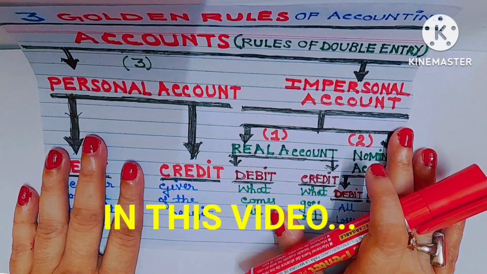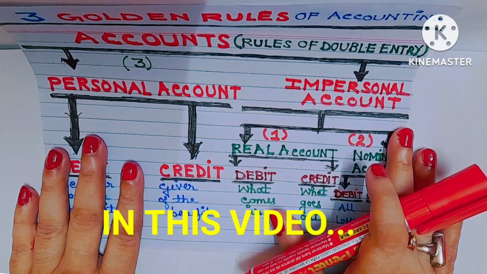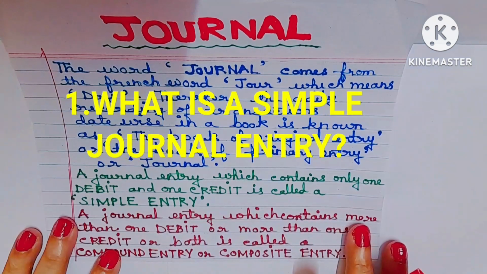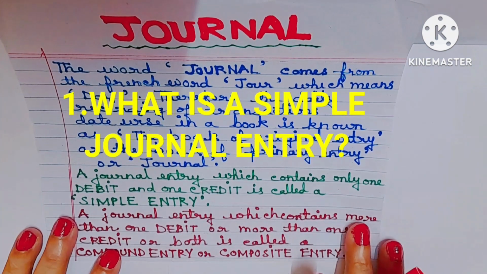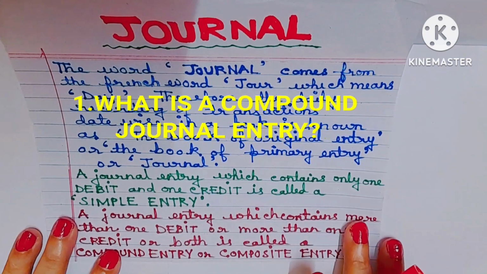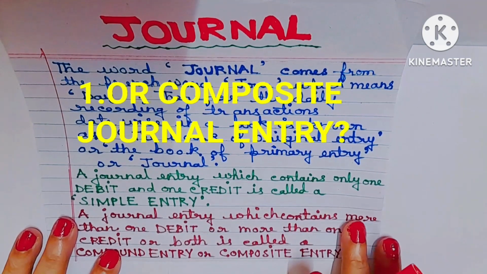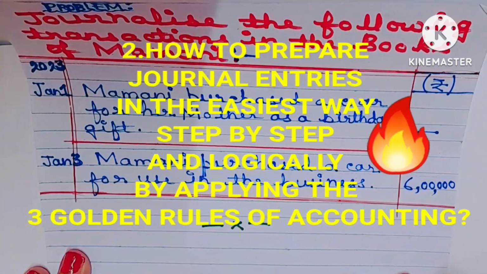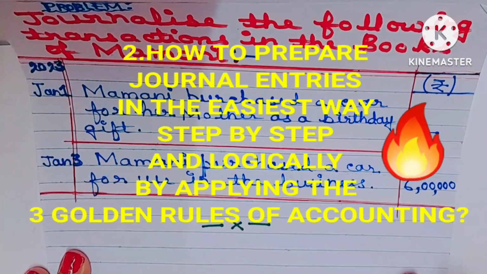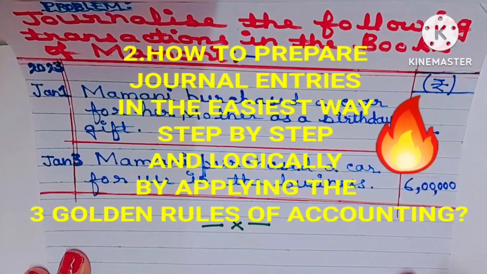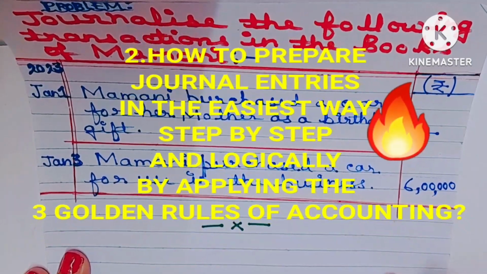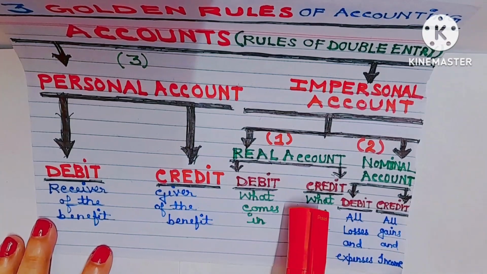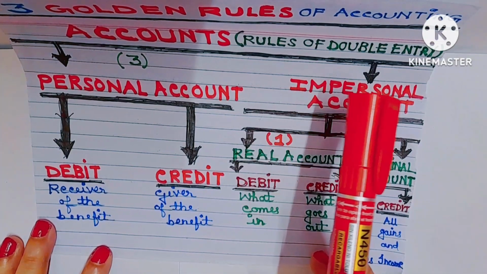In this video, I am going to discuss and explain in detail: Number 1, what is journal? What is a simple journal entry? What is a compound journal entry or composite journal entry? Okay, how to prepare journal entries in the easiest way, step by step and logically by applying the 3 golden rules of accounting. This is the 3 golden rules of accounting.